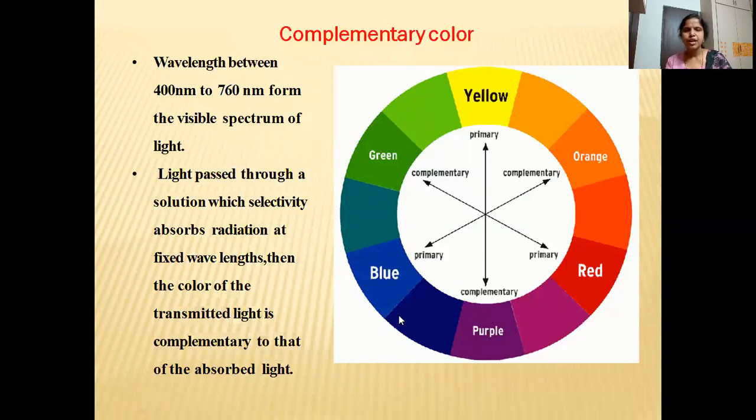So you can see the primary colors are blue, red, and yellow. These primary colors will give complementary colors. For yellow it is purple, for red it is green, and for blue it is orange. So in this way, when a colored solution absorbs the light, it will transmit another color which has a different wavelength. Based upon this fact, colorimetry works.